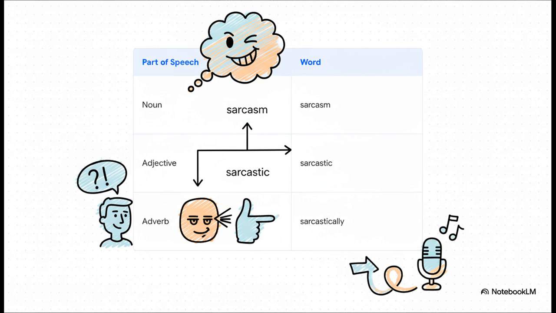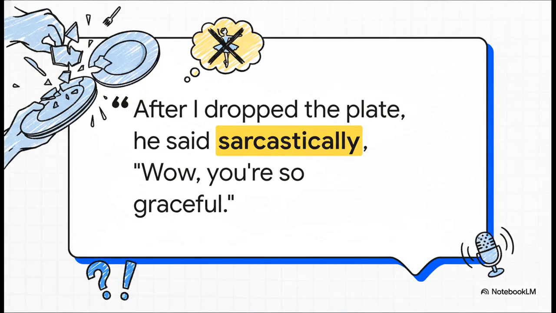A person or a comment can be sarcastic, that's the adjective. And if you say something in that way, you're speaking sarcastically. That's the adverb. It tells you how you did it. This example is just perfect.